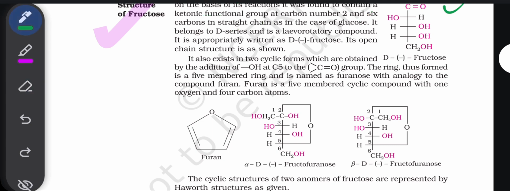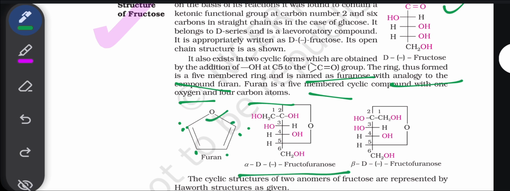So the ring thus formed is a 5-membered ring and is named as furanose. So in glucose it was pyranose. With an analogy to the compound furan, furan is a 5-membered cyclic compound with 1 oxygen and 4 carbon atoms. So 4 carbon atoms, 1 2 3 4 and an oxygen atom. Okay, so this is alpha D fructofuranose and this is beta D fructofuranose.